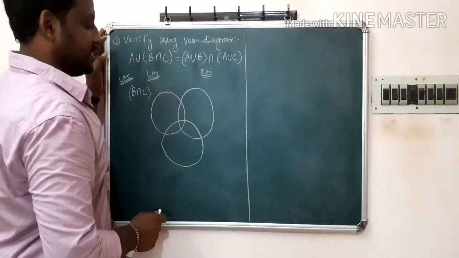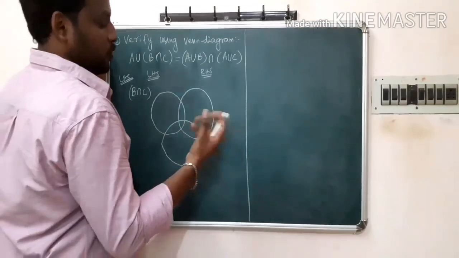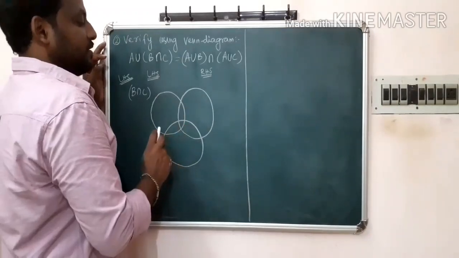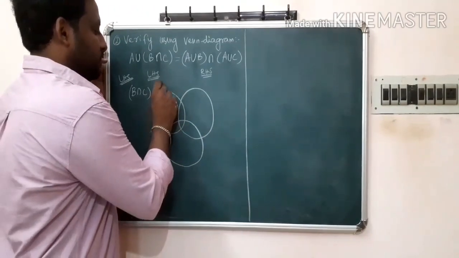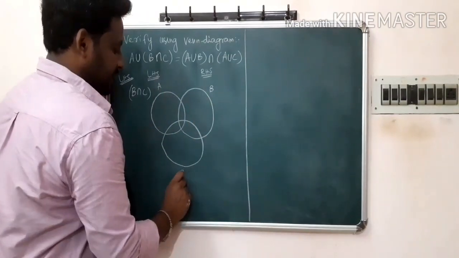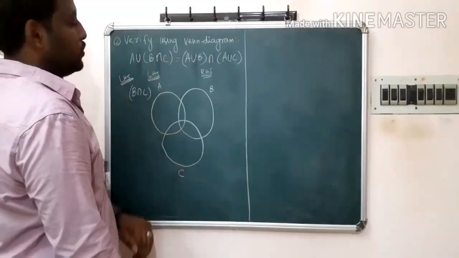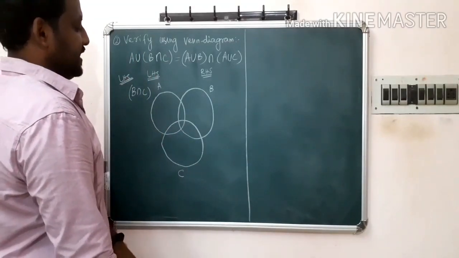So you have to draw this circle using the compass or any bangle, coins or pro circle. So don't draw it freehand. First set is taken as A, second circle is taken as B and third circle is taken as C. So first of all, we have to find out B intersection C.